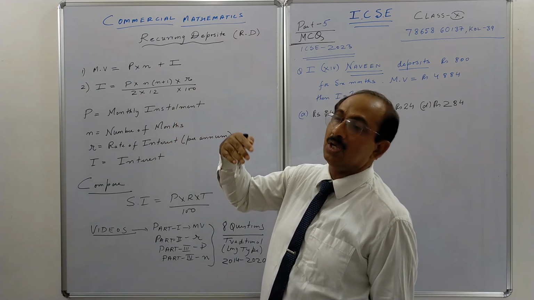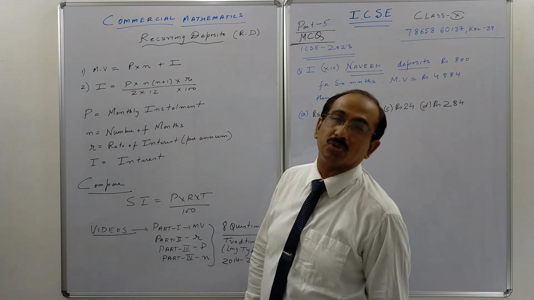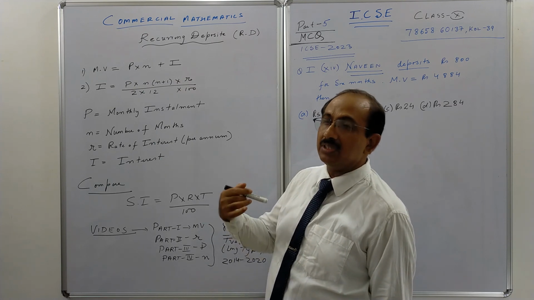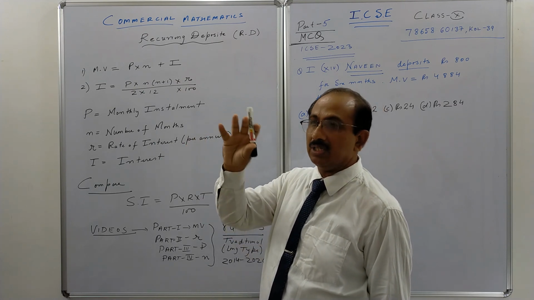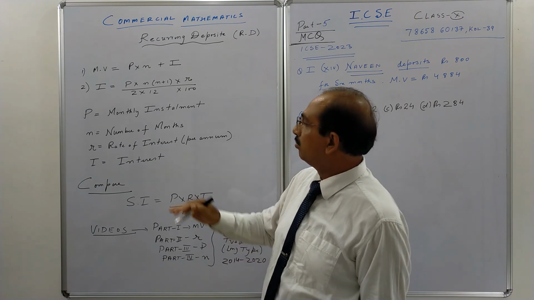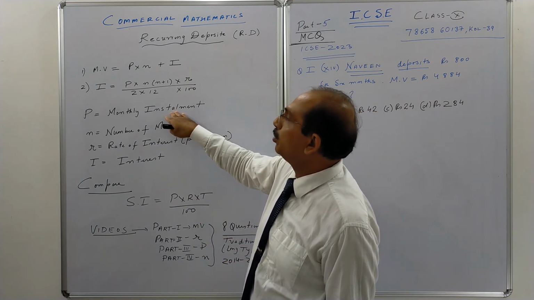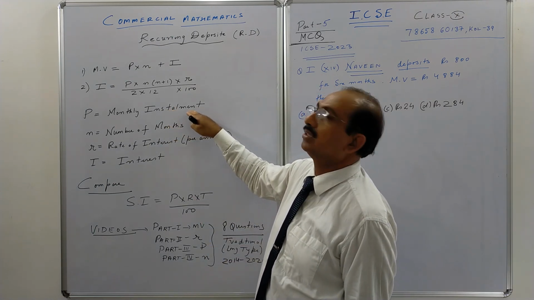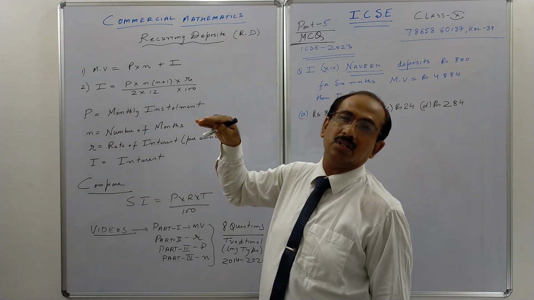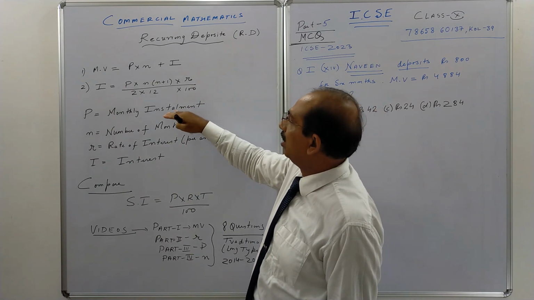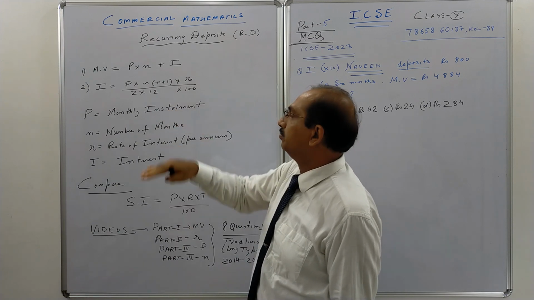When you take a loan, you pay equated monthly installment. That is a different thing. We pay back, and the word equated has a meaning there. But here, the money we put in the bank every month in recurring deposit is called P.